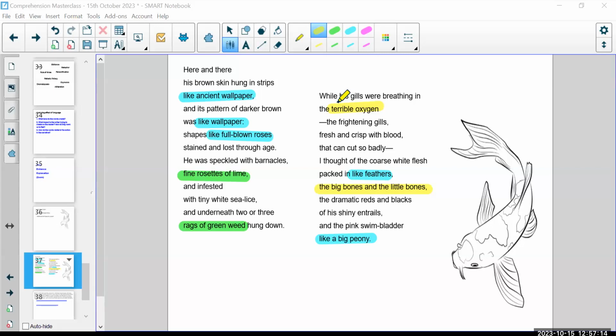Just having a look, see if anybody else has got. Some of these answers, they're good, but they're not quite specific enough.